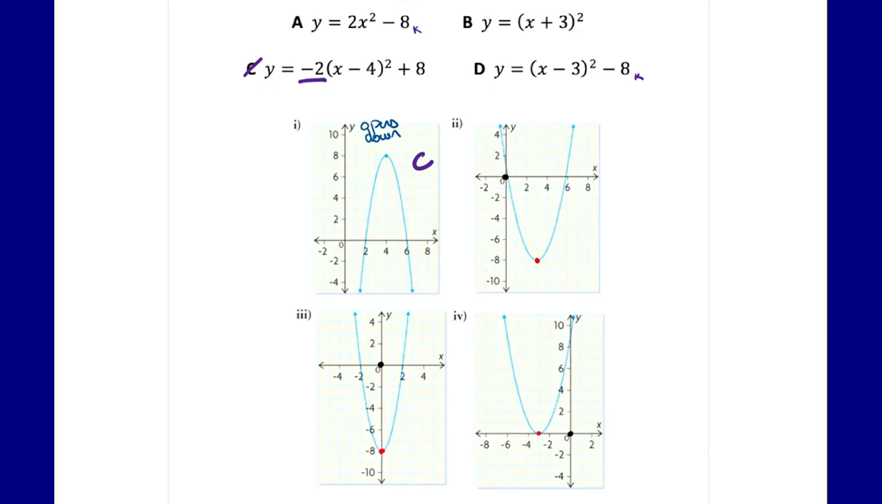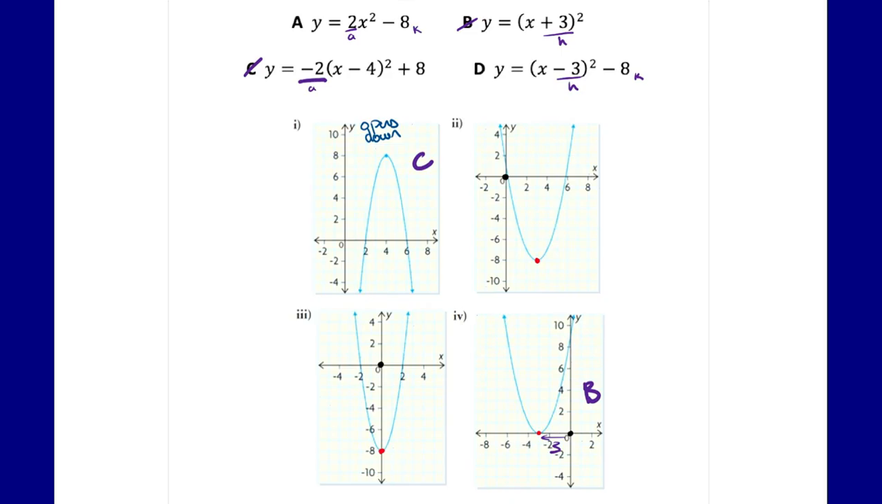So that means that B would have to be number 4. The reason is that it hasn't shifted down. Now you could also say, if I look at the h value, the h value is -3, opposite of what we see, and we've shifted to the left 3 units. So that means that number 4 has to be B. Now between our 2 remaining ones, A and D, looking at them, what's the difference between them? Well, one has an h value, the other one has an a value.